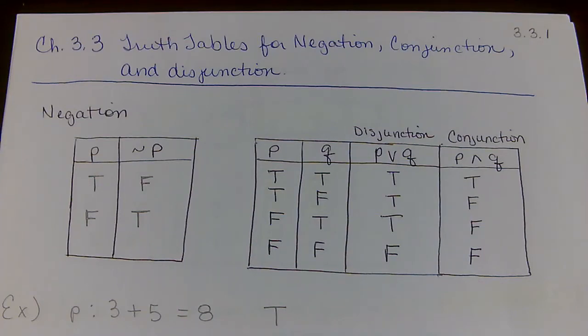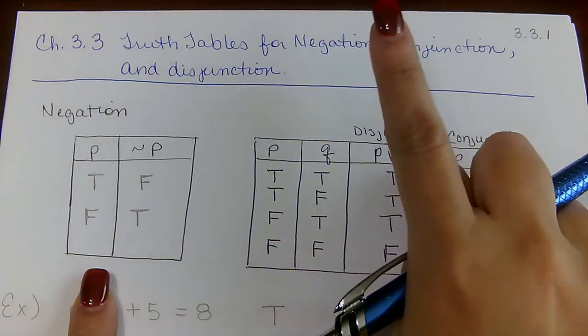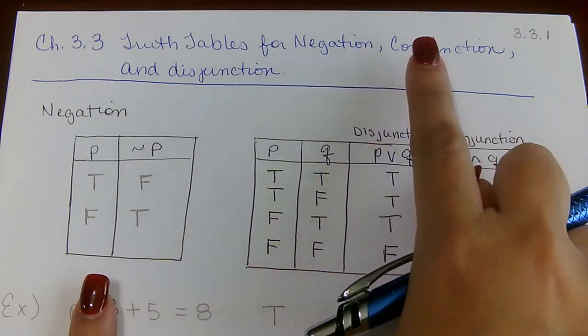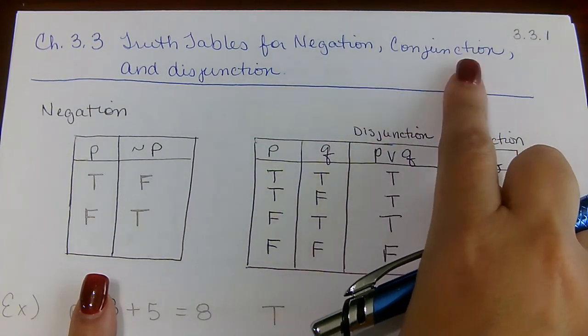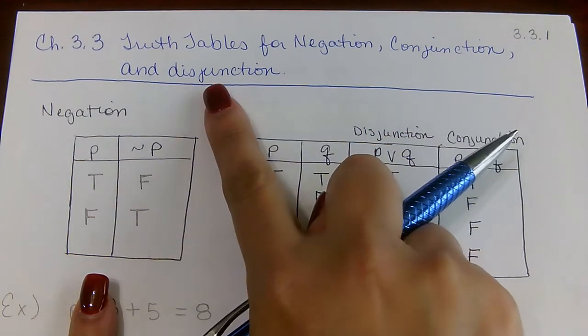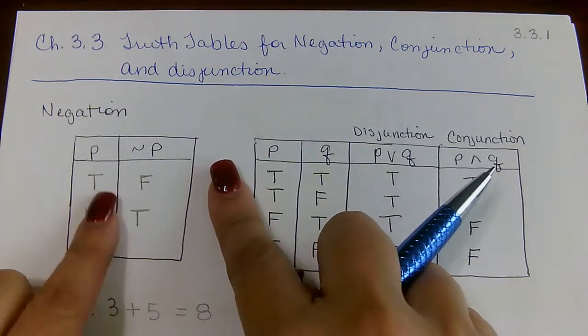In this video, we'll be covering Chapter 3, Section 3. We're moving on to truth tables for negation, conjunction, and disjunction. If you remember, negation means the opposite. That's like saying not. Conjunction means the joining of two things, which we use the word and. And disjunction means or. So let's look at some of these.